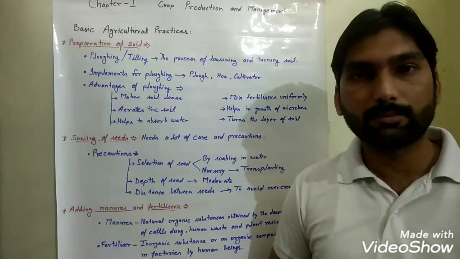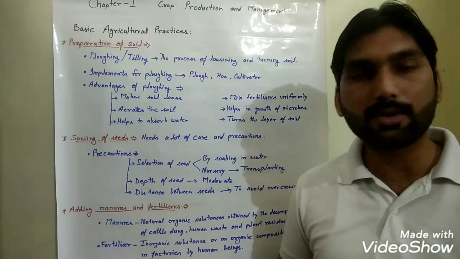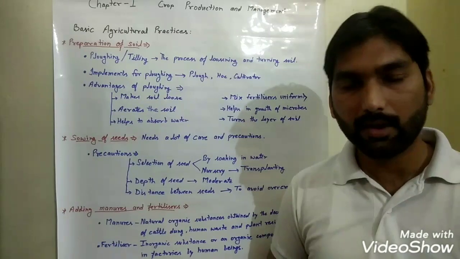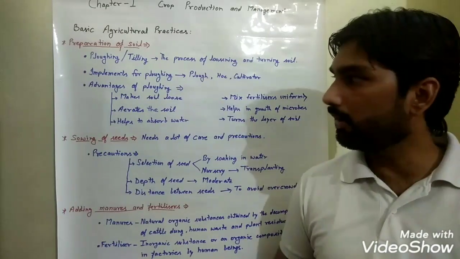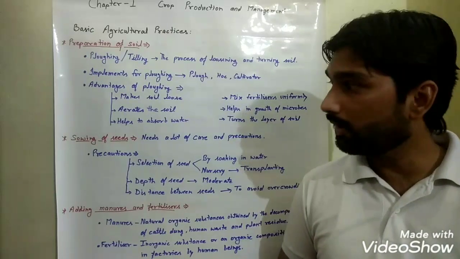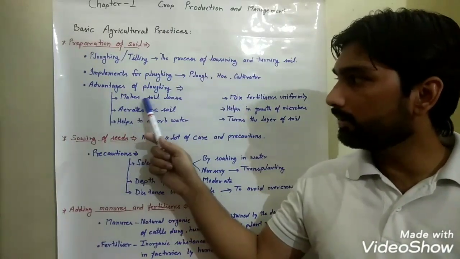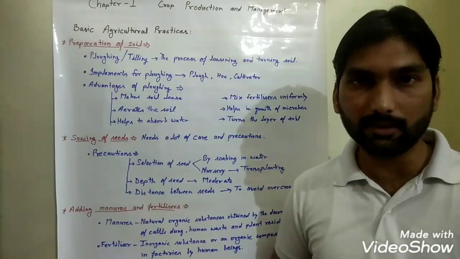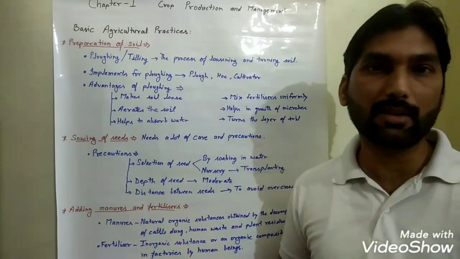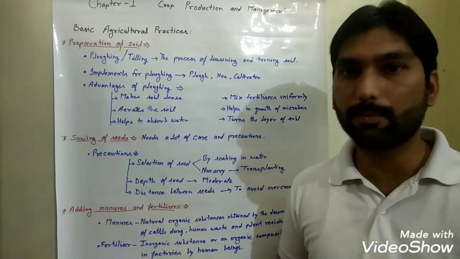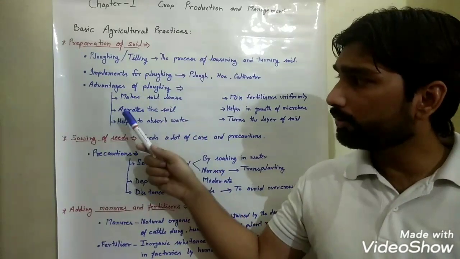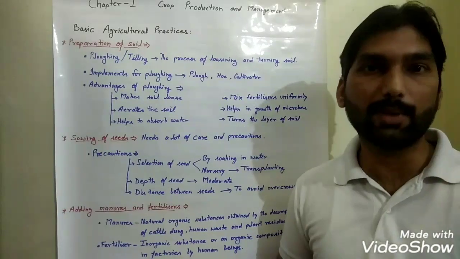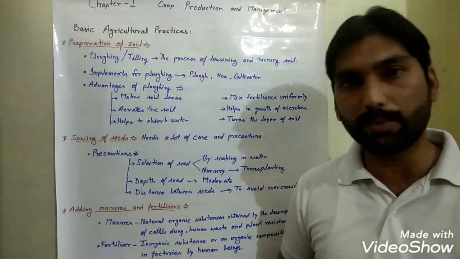So students, the question can be asked here, why do we need to plow the field? Actually, plowing has a variety of advantages. Plowing makes the soil loose so that the root and shoot parts of the seedlings can easily penetrate the layers of soil and grow well. Plowing also aerates the soil because loose soil contains a lot of air spaces, and it helps the roots to breathe properly.